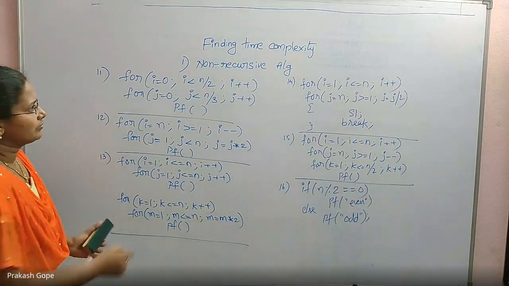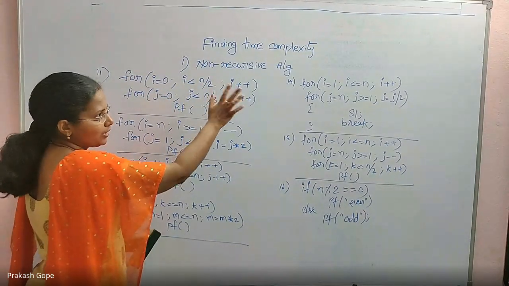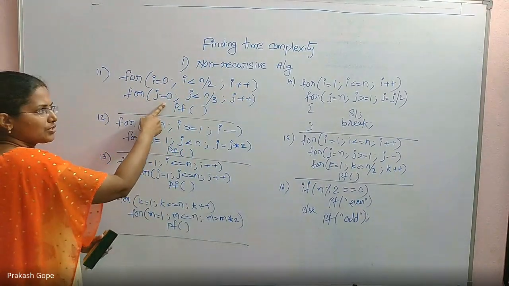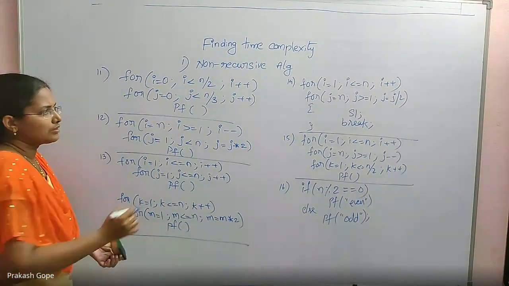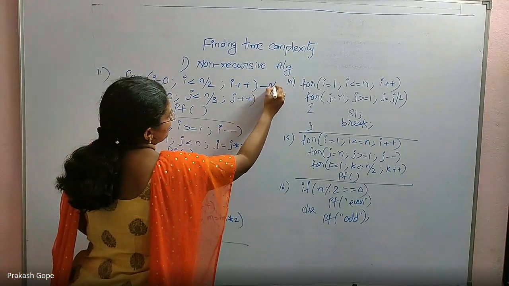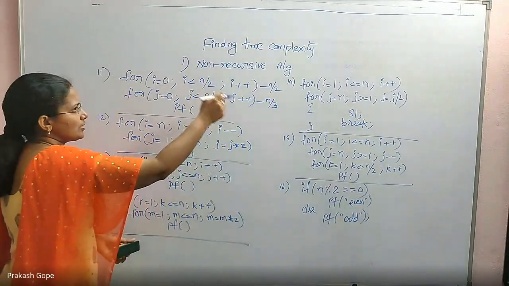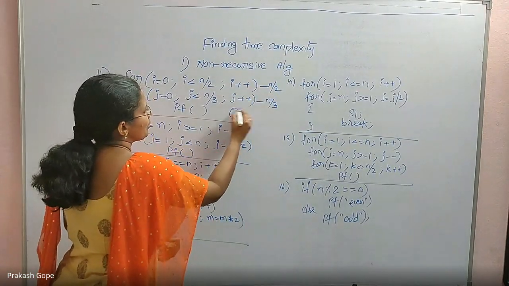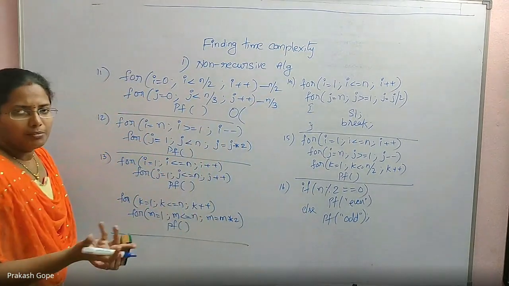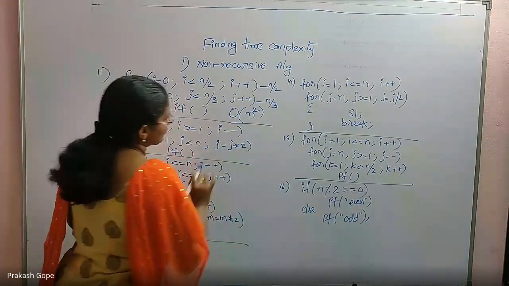First, a nested for loop. i = 0, i goes till n by 2 only, i plus plus. j starts from 0 but goes till n by 3 only. So what is the time complexity? This runs for n by 2 times, this runs for n by 3 times. Because it is an inner for loop, it gets multiplied. So it is big O of n square by 6. By 6 has no importance in big O. That's why it is big O of n square only.